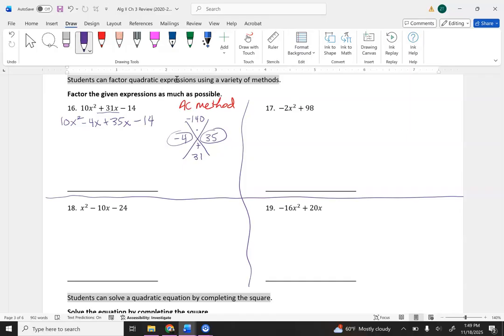Now that we've broken up 31x, we can finish this off by just doing the grouping method, where you look at the first two, find out what they have in common, look at the second two, and find out what they have in common. So the first two, 10x squared minus 4x, they have a 2 in common, and they both have an x in common. So we're going to factor out a 2x.